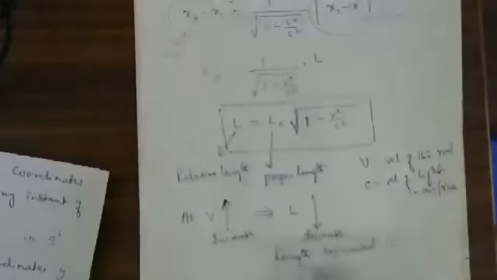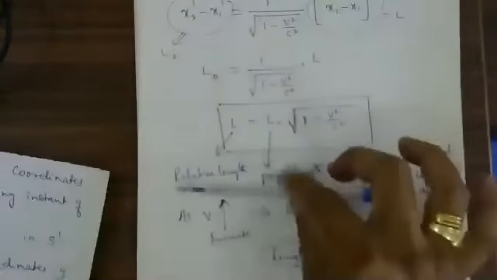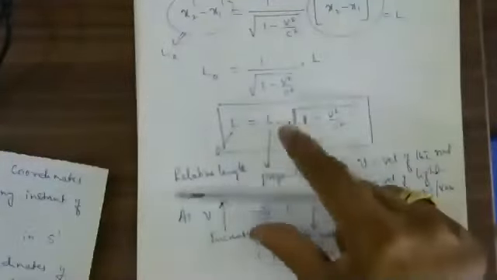This is called length contraction. If a rod is present, its length appears to get shorter, but we are not considering the thickness. The thickness is not going to change.